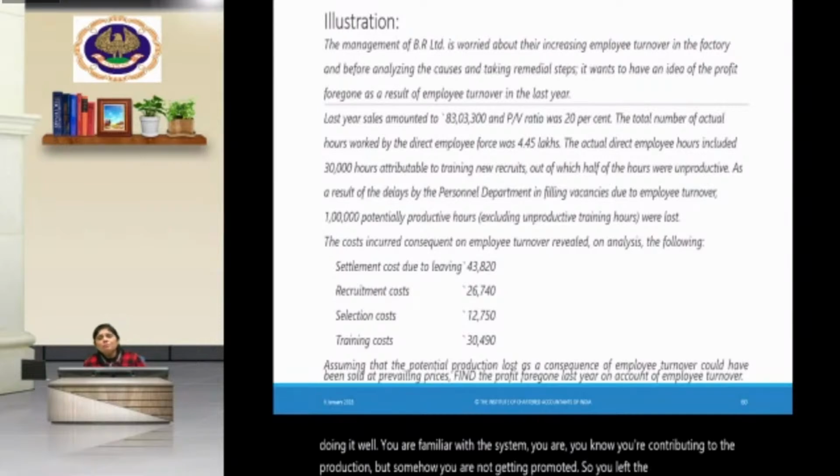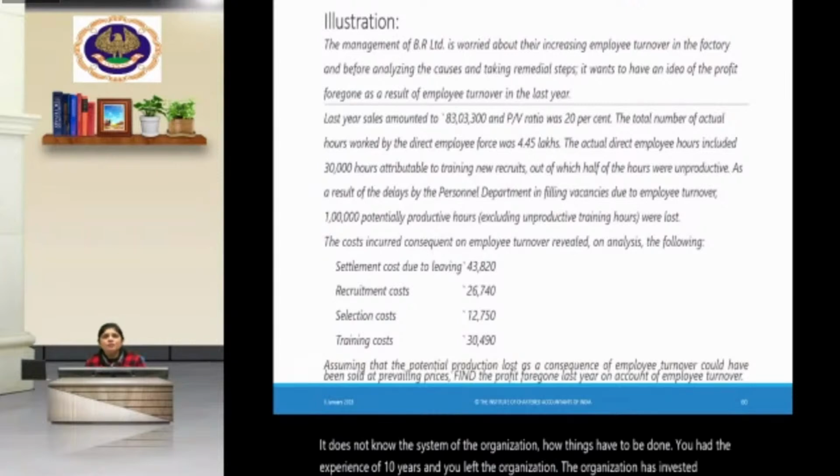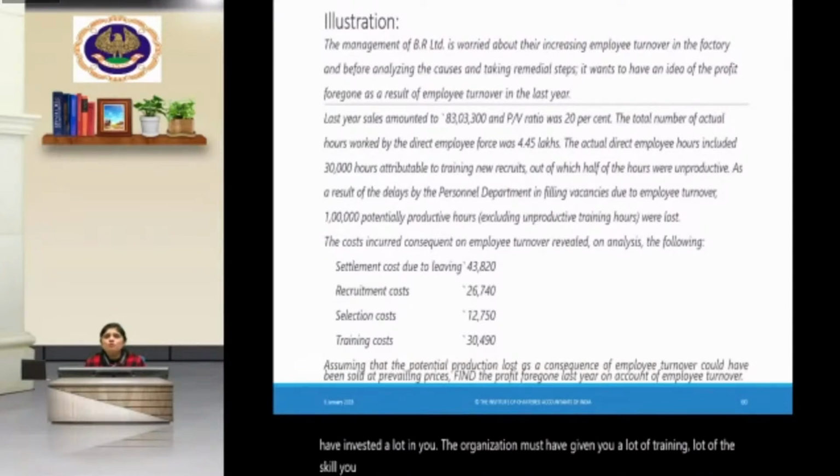Now a new person will come. That person is all new to the system. He does not know the system of the organization, how things have to be done. You had the experience of 10 years and you left the organization. The organization must have invested a lot in you, given you a lot of training, and improved your skills. And now a new person has come. The new person will take his own time to settle in the system. So of course the cost becomes high.